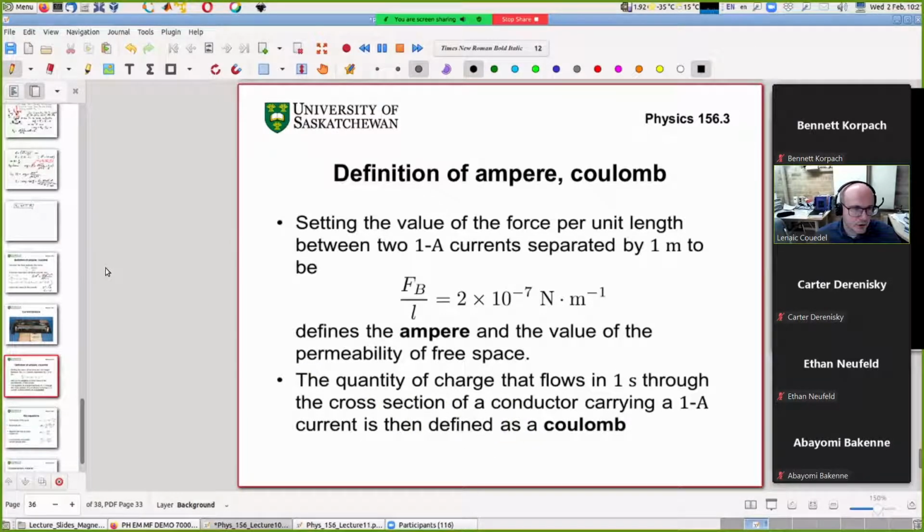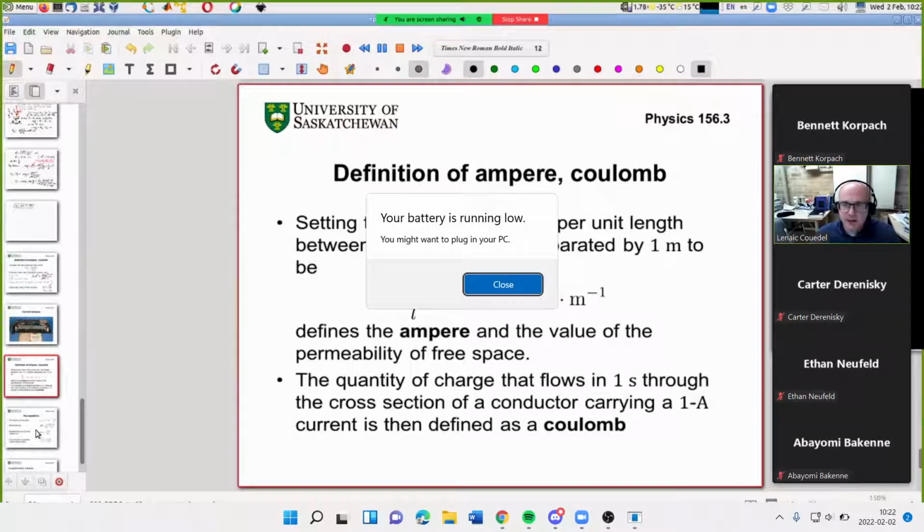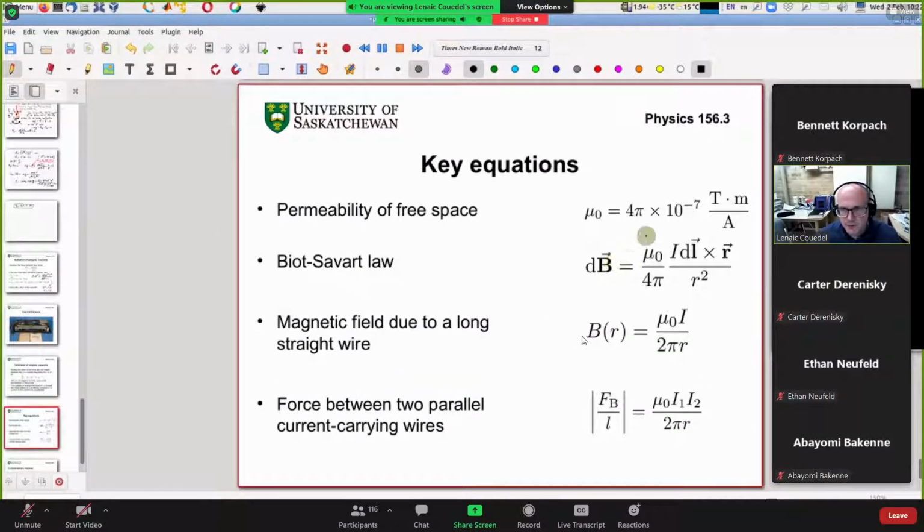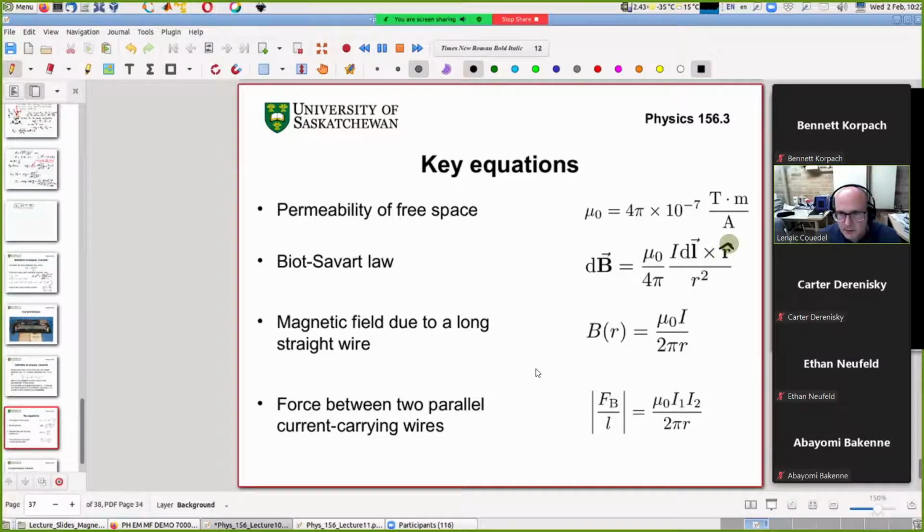Okay, so this is just like how to use physical phenomena to define a physical constant. So here is a key equation of first part of chapter 29. So permeability of free space, 4 pi 10 to the minus 7 Tesla meter divided by amps. The Biot and Savart law, so dB equal mu 0 divided by 4 pi I dl cross R over R squared. So here it should be a R hat, not R vector. And the magnetic field due to a long straight wire is mu 0 I divided by 2 pi R.